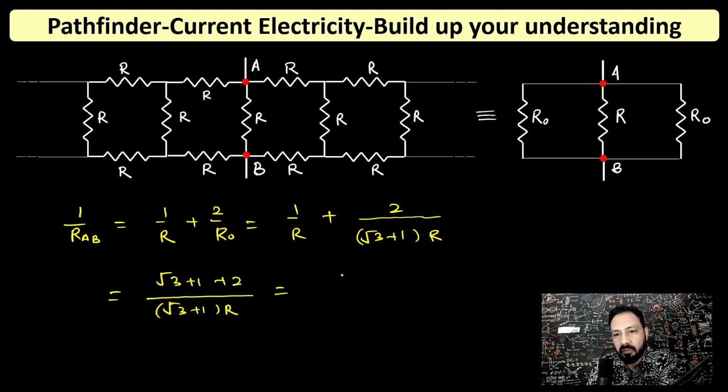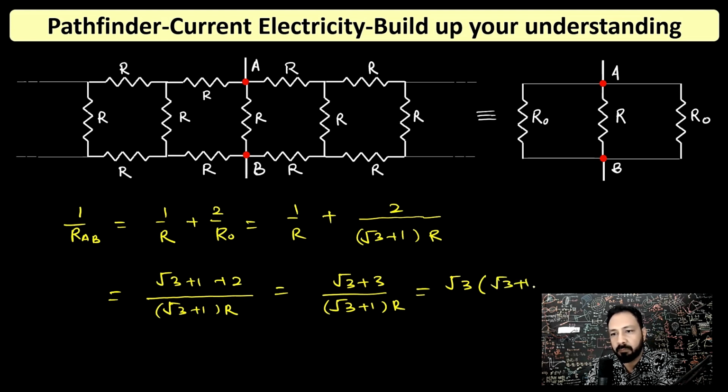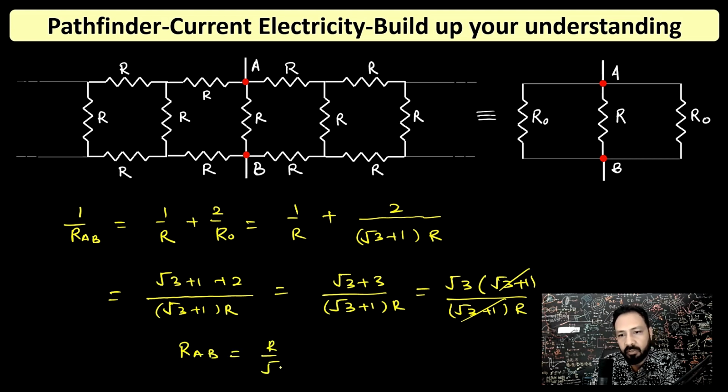So how much is that? That is root 3 plus 3 divided by root 3 plus 1 into R. And from the numerator, we can take root 3 common. So that will be root 3 times root 3 plus 1, and here this is root 3 plus 1. Now root 3 plus 1 and root 3 plus 1 get cancelled. So finally, we will have RAB equal to R by root 3. And this is our equivalent resistance.